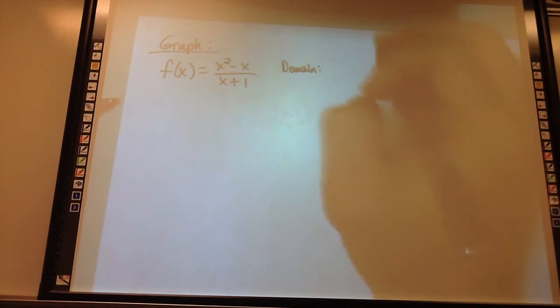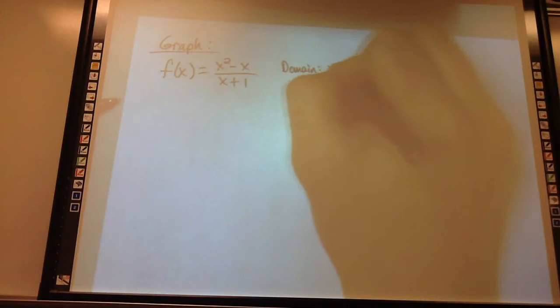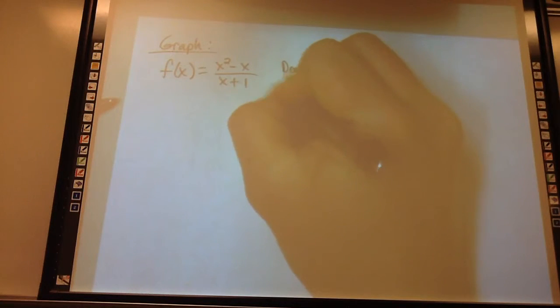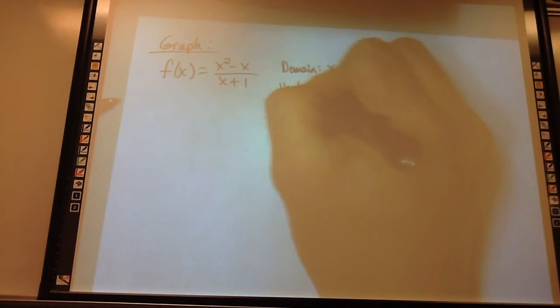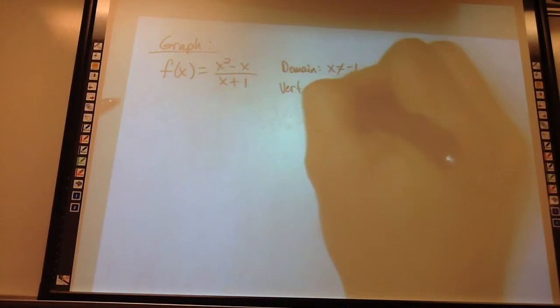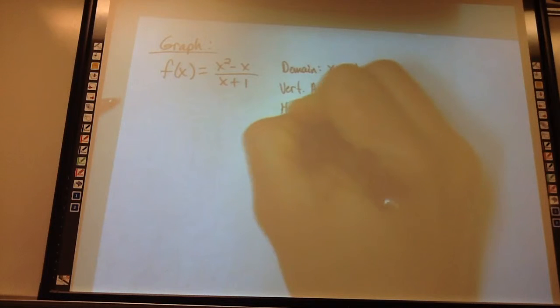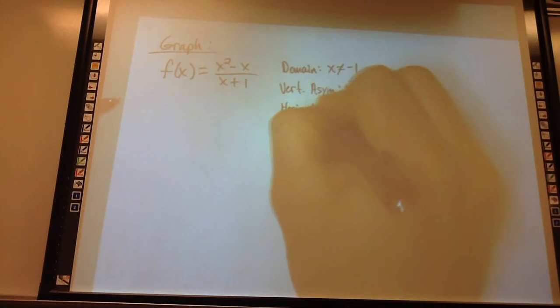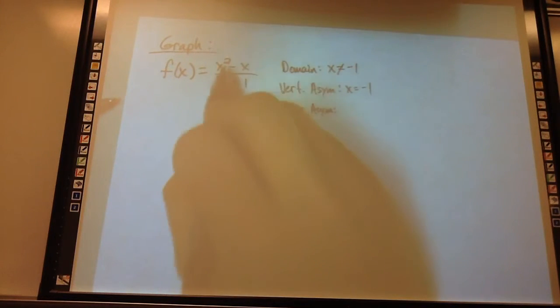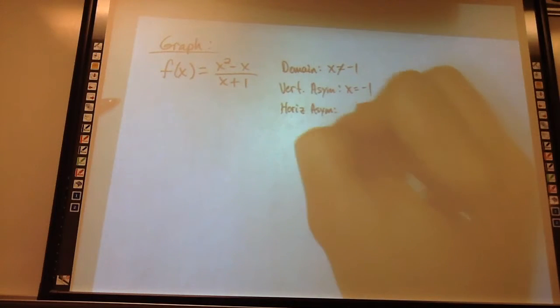Domain: X cannot equal -1. So the vertical asymptote is at x equals -1. Horizontal asymptote: there is none. If the power on top is greater than the power on bottom, there is none.